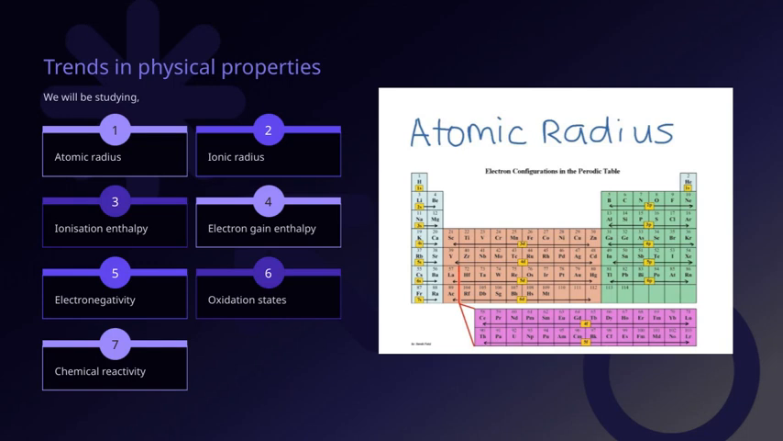Today, we are going to explore some important physical properties that help us understand chemical reactivity better. These properties include oxidation states, electron gain enthalpy, electronegativity, ionic radius, ionization enthalpy, and atomic radius. Each of these factors plays a crucial role in determining how elements behave in chemical reactions. First, let's talk about oxidation states.